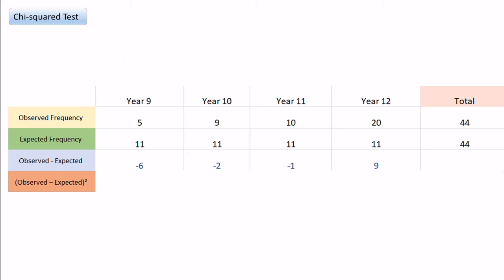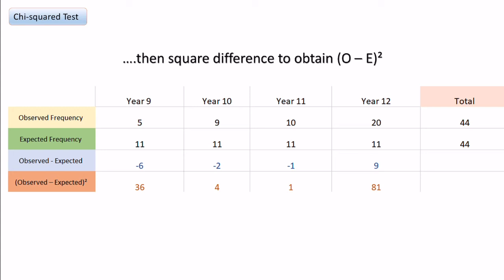The next thing I then need to do is square that difference, so I can get part of the equation, which is this (O minus E) squared. Again, minus 6 times minus 6 will give me 36, and I do the same for the rest of those categories and I add them into my table.